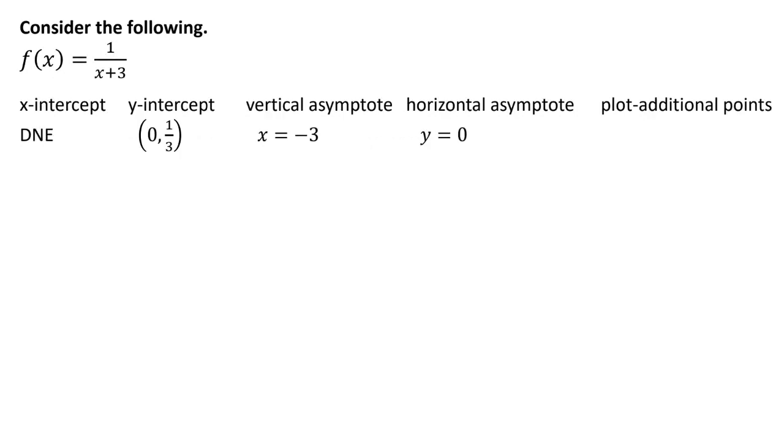So now let's find the intercepts, right? We found the x-intercepts. We saw that did not exist. We have our y-intercept at (0, 1/3). We have a vertical asymptote, which is at x equals -3. And we have our horizontal asymptote at y equals 0. So let's plot additional points just so we can get a better idea of the graph.